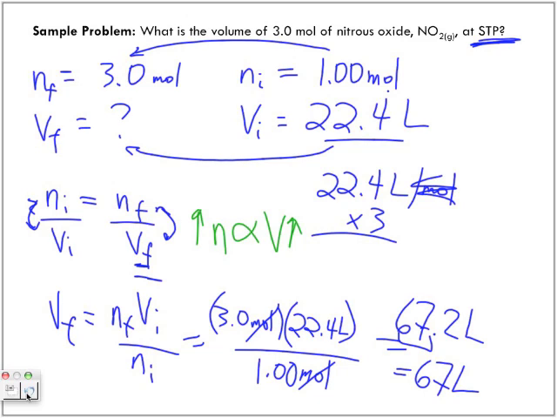So make sure that when you do the calculations you actually look at it and go, okay, do the numbers make sense based on these proportionalities? If my number of moles has increased, am I seeing the same ratio of increase with my volume, and vice versa?